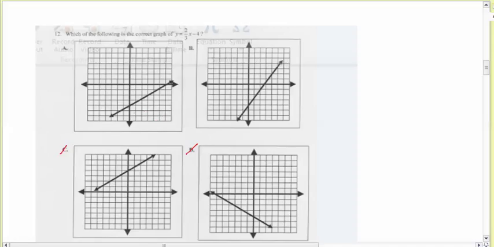Okay, now I need to see which is the slope of up 2 and over 3. Up 2, over 1, 2, 3. This one looks like it's up 2, 3, and over 2. So it's going to be letter A, because I'm looking for the one that's up 2 and over 3. So it's up 1, 2, and over 3. So 1, 2, 1, 2, 3. So it's letter A. Okay, next problem.